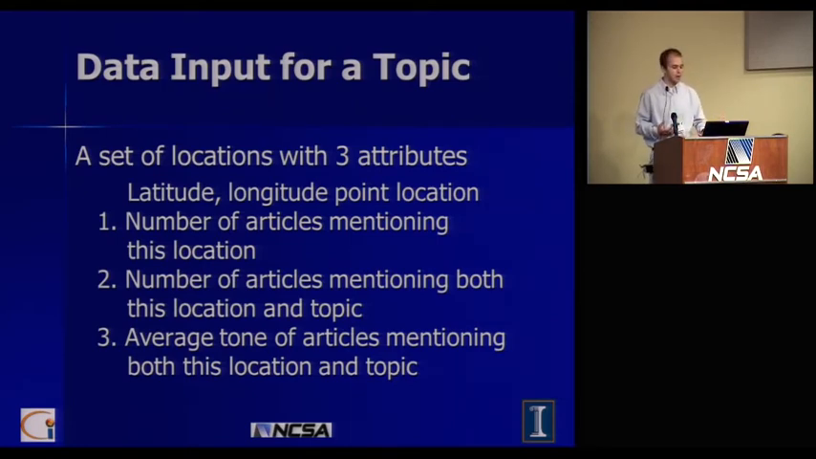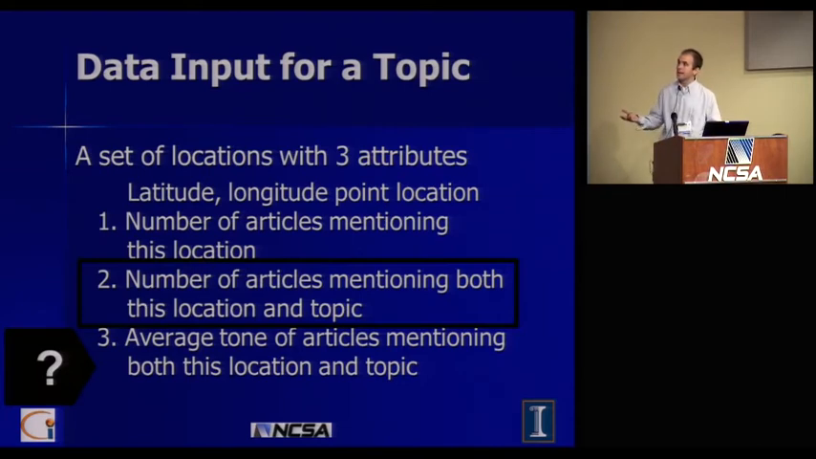Now, a lot of methods would generally take the second attribute, the number of articles mentioning both this location and topic, shove it into something like kernel density estimation and make a heat map. Well, that might not necessarily be the full picture. And how do you incorporate this tone? This is certainly interesting. So this is really what this method is trying to do.